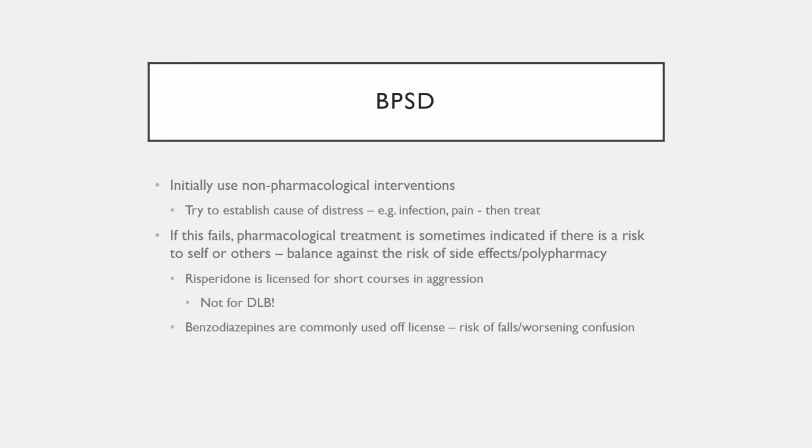And sometimes pharmacological treatment is indicated, especially if there's a risk to themselves or to others. But it's important to balance the benefits of treatment against the risks of side effects from that treatment and of polypharmacy, especially in the elderly. So antipsychotics can be used. The only one that's licensed is risperidone, which is licensed for short courses in aggression associated with dementia. But it's really best to avoid antipsychotics in dementia with Lewy bodies, just to be aware.